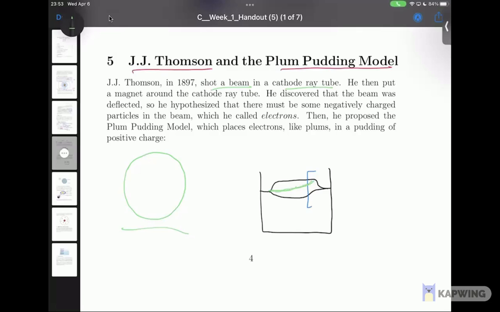And when he saw this, he was very shocked. He said, how can this beam get deflected so much? Originally, it was just straight like this. Now it got moved all the way up here. He hypothesized this would only be possible if there were some negatively charged particles in the beam that would get attracted to this magnet and get deflected. Now, he decided to give these negatively charged particles a name, the electrons.